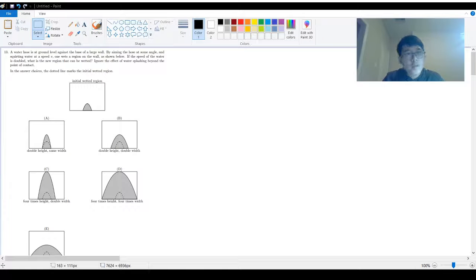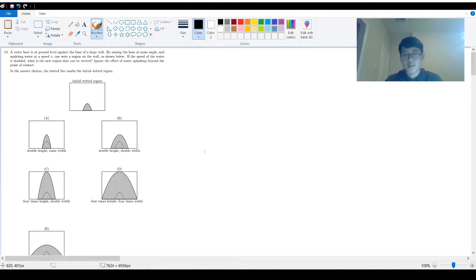Alright, moving on to question 13 in the 2019 B test. The question reads, a water hose is at ground level against the base of a large wall. By aiming the hose at some angle and squirting water at speed v, one wets the region on the wall as shown below. If the speed of the water is doubled, what is the new region that can be wetted? Ignore the effect of water splashing beyond the point of contact.